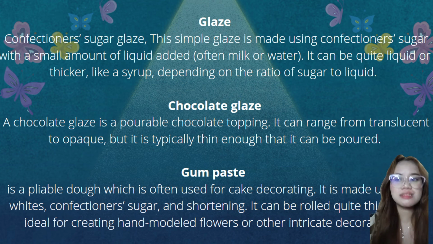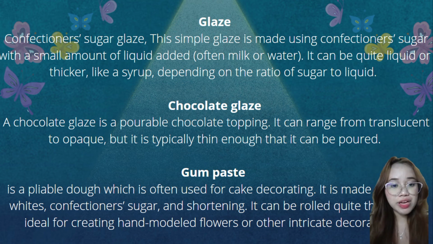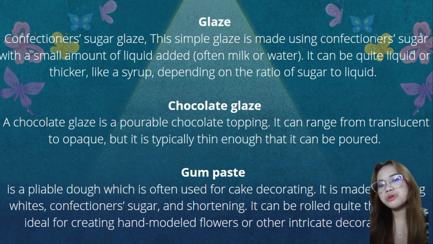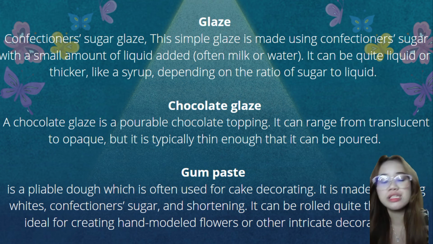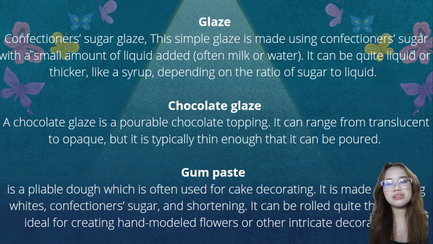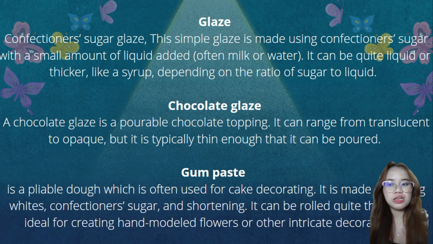We have the gum paste. It is a pliable dough which is often used for cake decorating. It is made using egg whites, confectioner's sugar, and shortening. It can be rolled quite thin and is ideal for creating hand-modeled flowers or other intricate decorations. So gum paste is quite similar to fondant. So fondant is gina-use po siya for decoration sa cake, and gum paste is gina-use po siya as mold, mga design na gina-mold nila. So similar siya sa fondant.